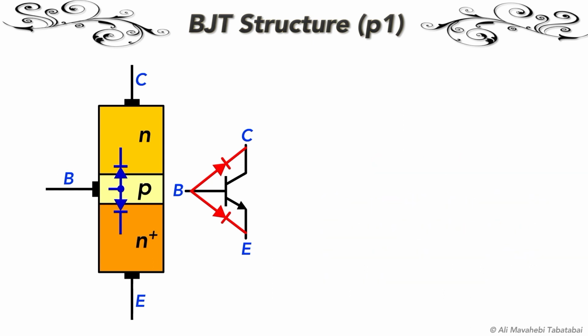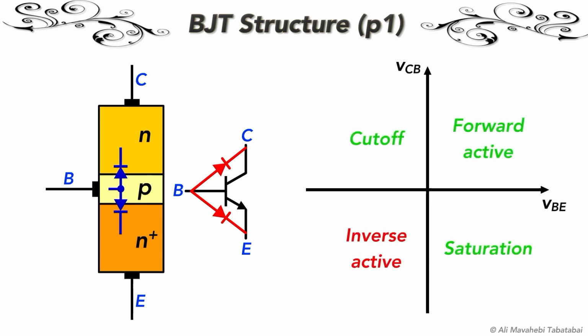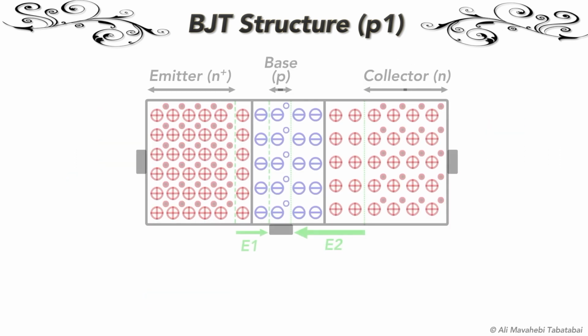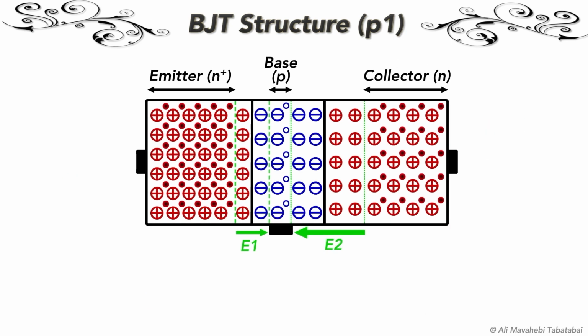The two junctions, which are base emitter and base collector, can provide different operating conditions, which we are going to consider in this part of the course. So the four possible combinations of base emitter and base collector voltages determine the modes of operation. Before discussing these four possible modes of operation, let's first study the behavior of a BJT transistor and find current-voltage relations.